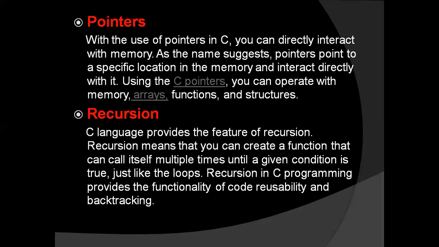Then comes our next feature, recursion. So what is recursion? C language provides the feature of recursion, which means that you can create a function that can call itself multiple times until a given condition is true, just like loops. Recursion in C programming provides the functionality of code reusability and backtracking. This is meant by recursion.